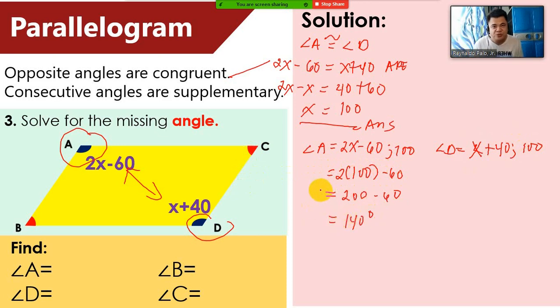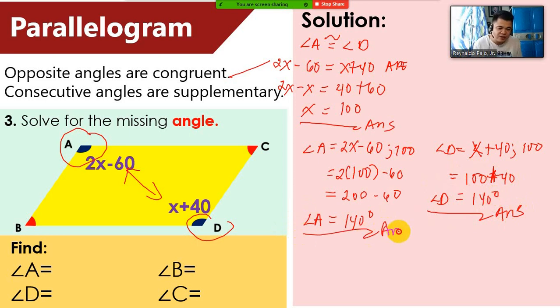Since we're talking about angles, please make sure to put the degree symbol. So angle A is equal to 140. You have to take note as well that the other measurement opposite to angle A, which is angle D, must also be 140. Let's see if it is. So x is 100 plus 40. So 100 plus 40 is 140 degrees. As you can see, they are the same. So we are able to satisfy the condition.